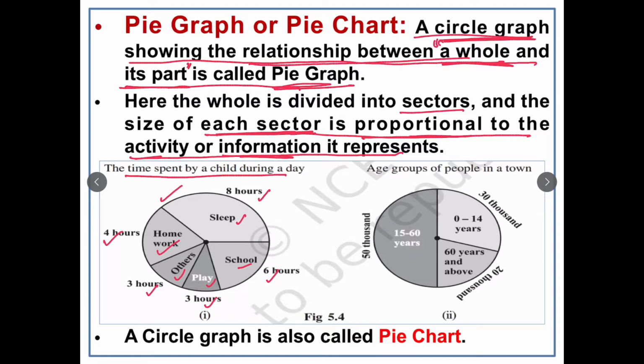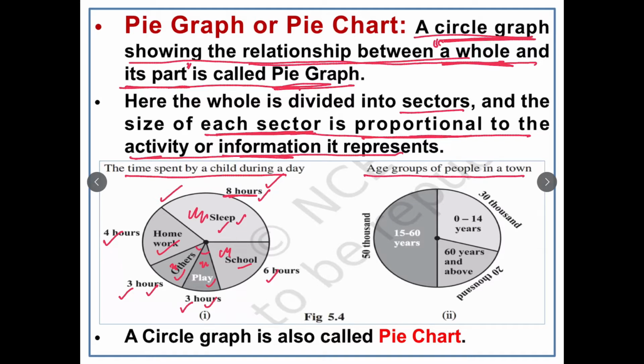Every activity of his day is a sector of this circle, and the size of each sector is proportional to the data it represents. He sleeps for 8 hours, the greatest number, so that sector is the greatest. He plays 3 hours and does other activities 3 hours, so the sectors of these two are equal.